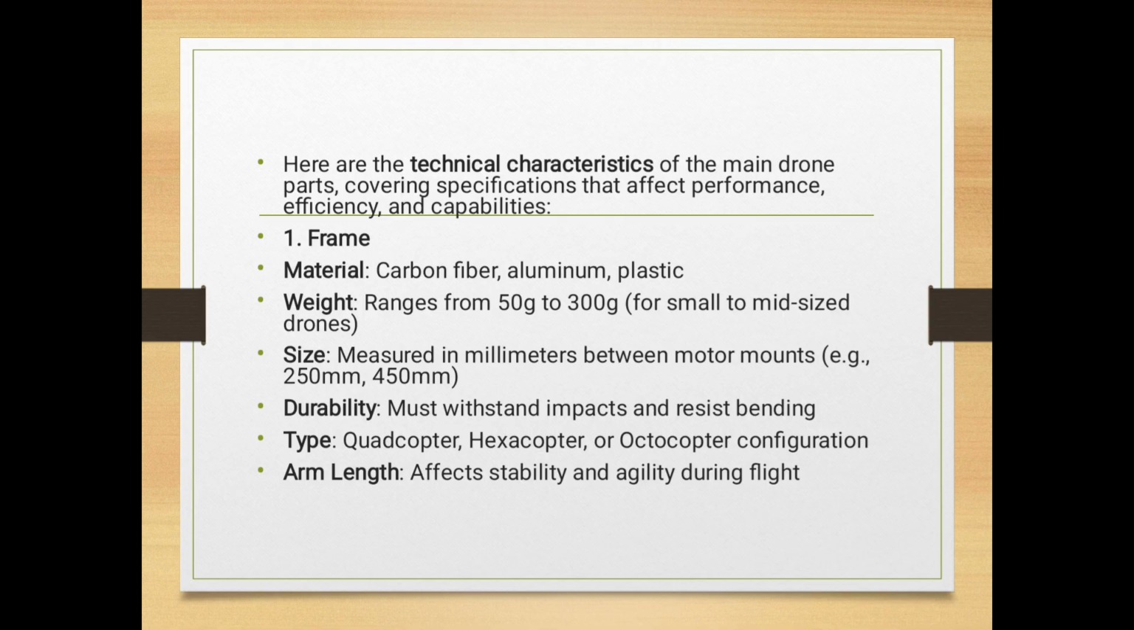The first one is frame. Material: carbon fiber, aluminium, plastic. Weight ranges from 50 g to 300 g, that is 50 gram to 300 gram, for small to mid-size drones. Size is measured in millimeters between motor mounts, example 250 mm, then 450 mm. Durability: it must withstand impact and resist bending. Type: quadcopter, hexacopter and octocopter configuration. Arm length affects stability and agility during flight.